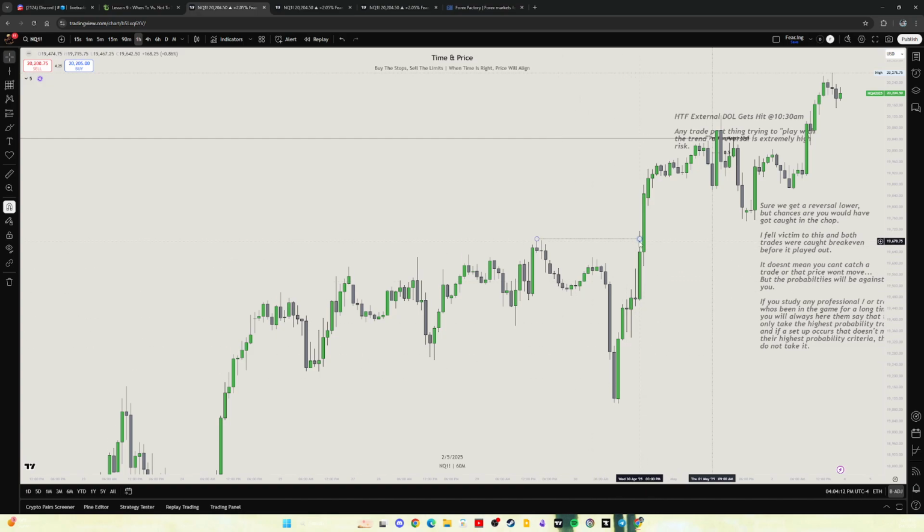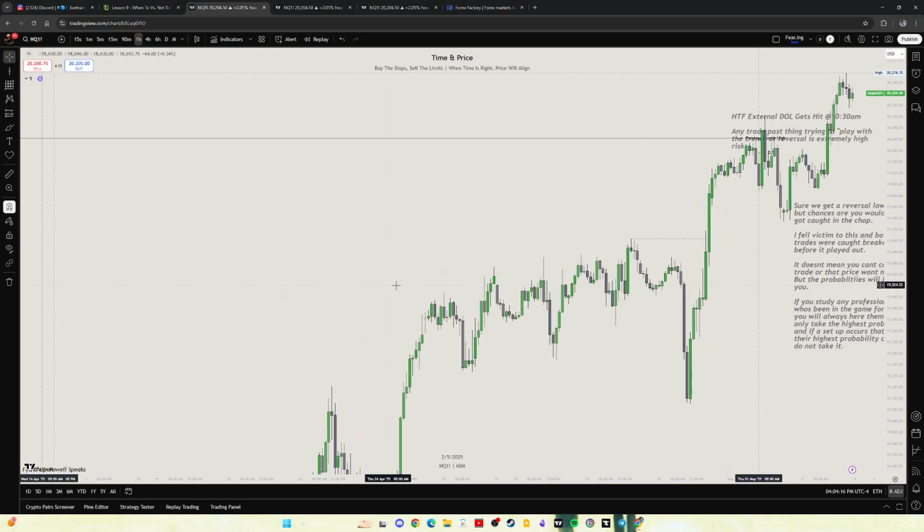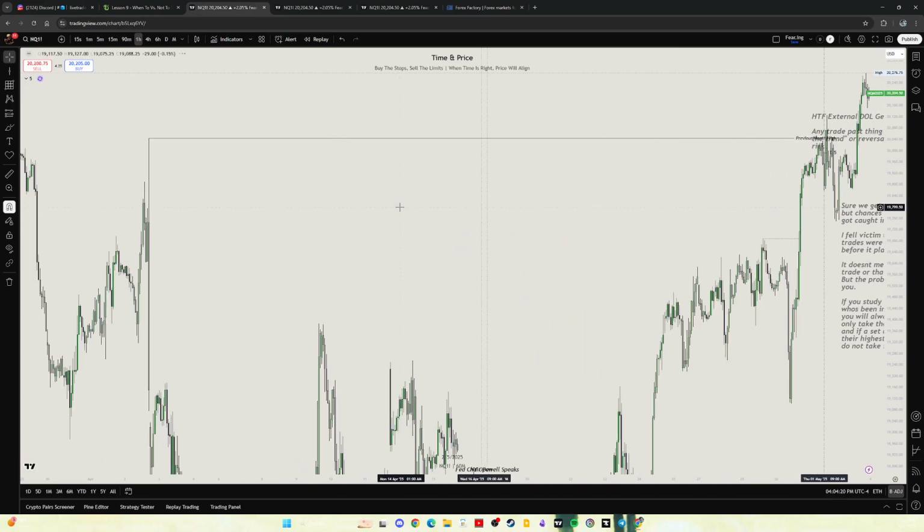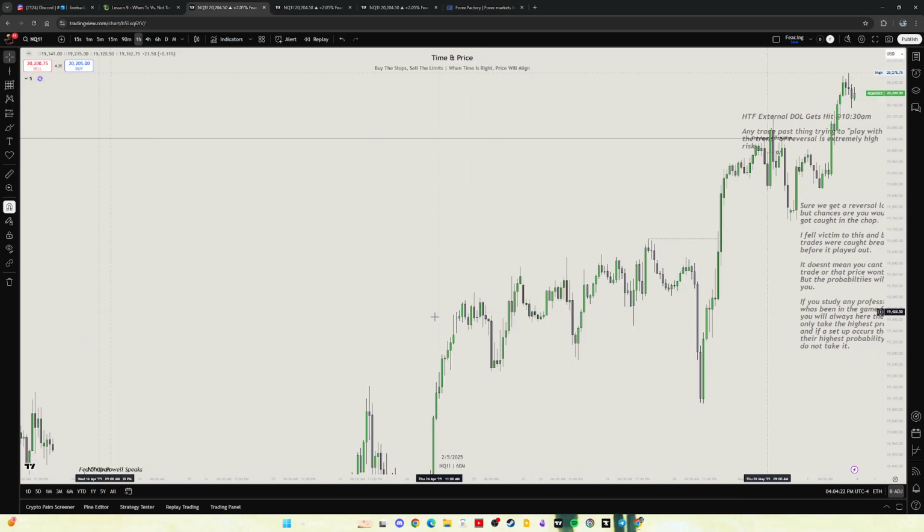Now, what would be the clearest draw on liquidity externally after that? Because if we look here, there's no other internal structure high, there's no other clear high that we can really target. So we zoom out, we utilize time. We're already above the previous day high, we're already above the previous week high, which was back here.